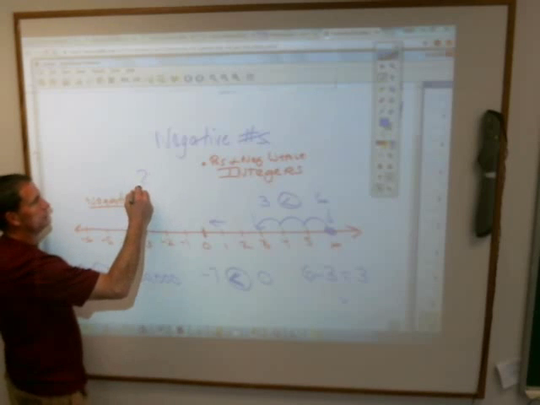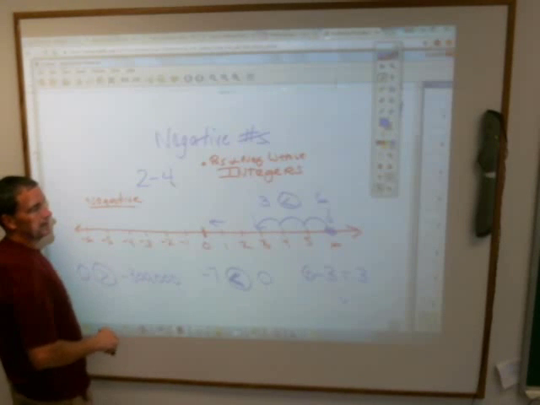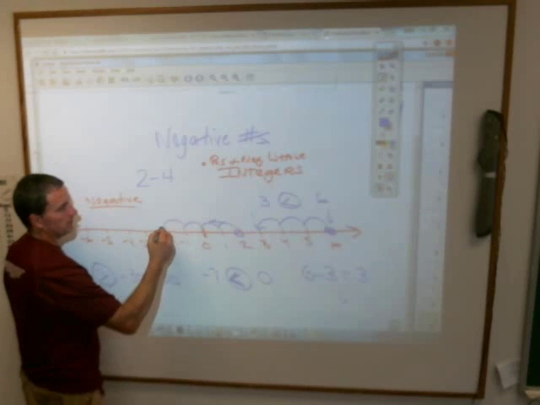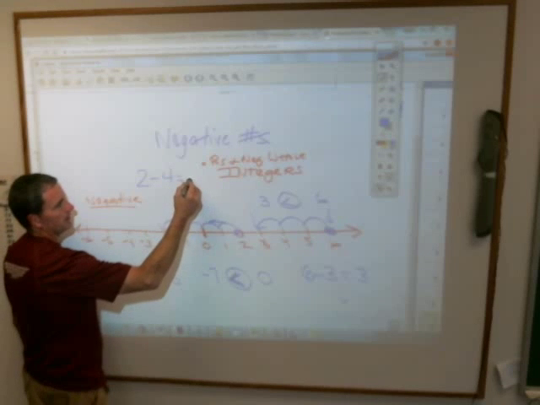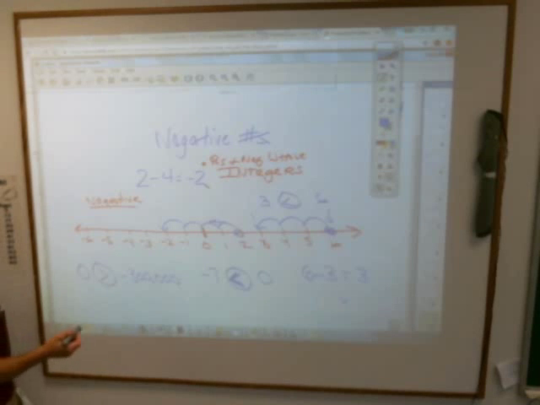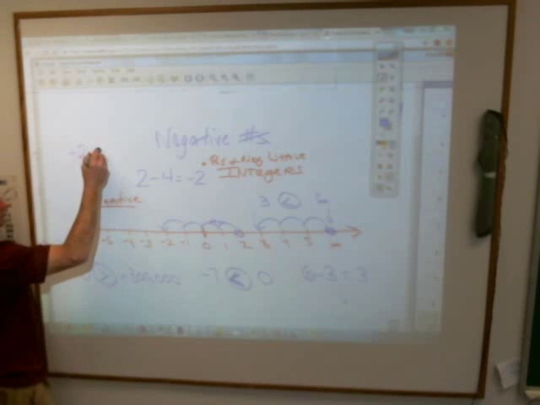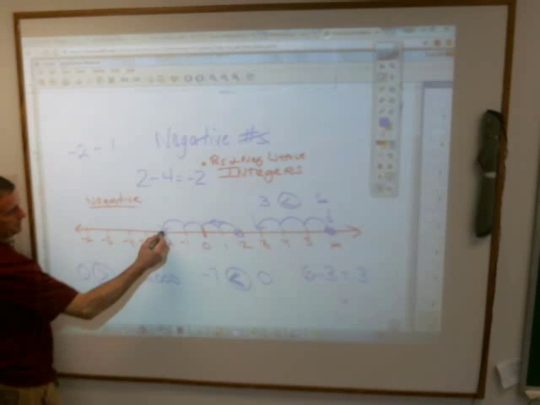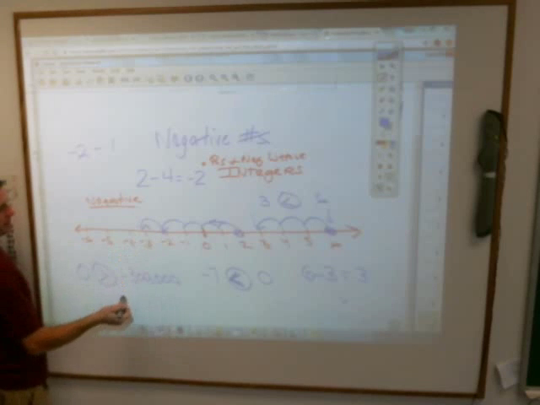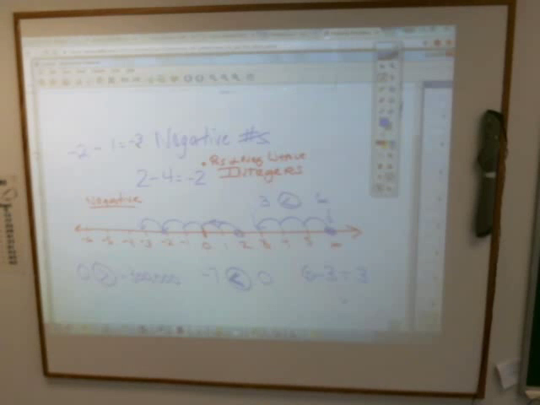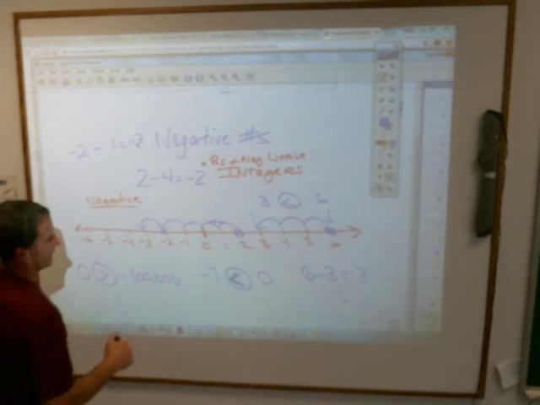If I said 2 minus 4, if you're starting at 2 and you subtract 1, 2, 3, 4 from it, what do you end up with? -2. Or if you have -2 and you subtract 1 from it, you're starting at -2, subtracting 1 means you go to the left, you end up with -3. What would 1 minus 5 be?